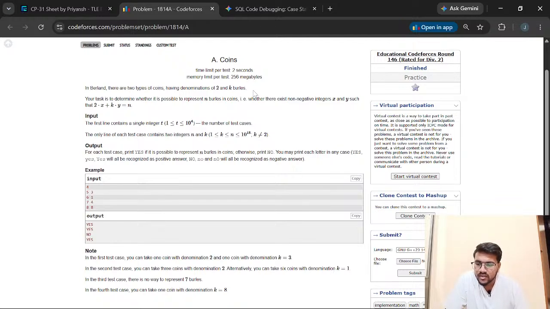Is it 5? No. For 6 minus 1 is 5, 5 mod 2 equals 0, no, it is not. So when you can take 3 coins of denomination 2, alternately you can take 6 coins of k equals to, okay, you can take either of them.